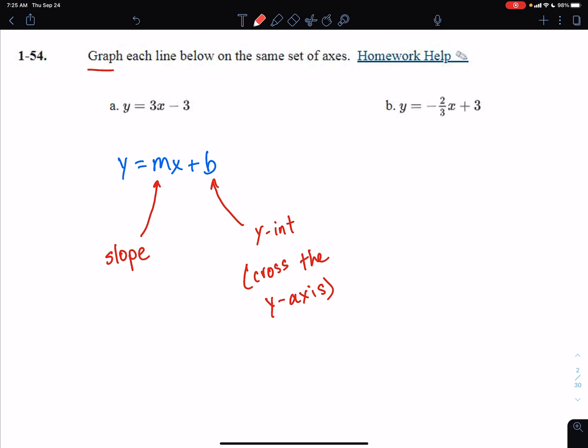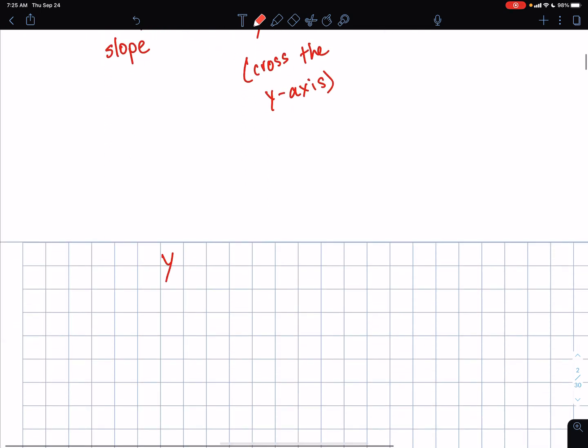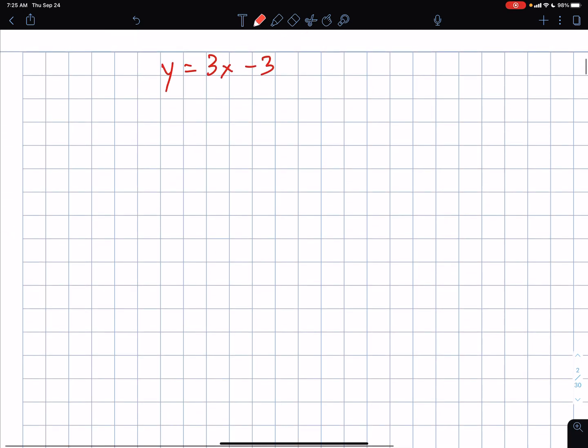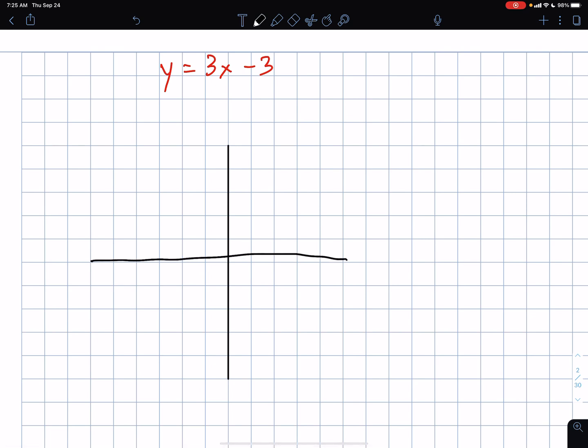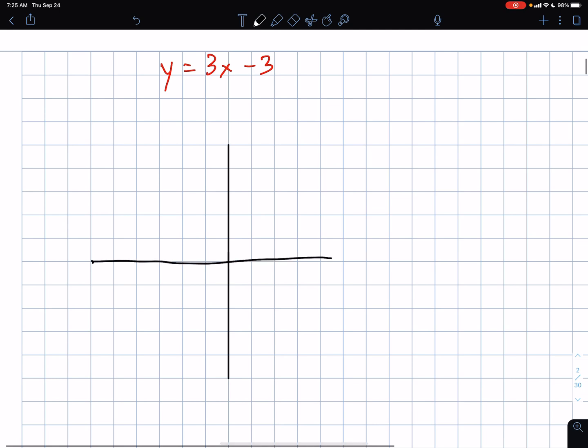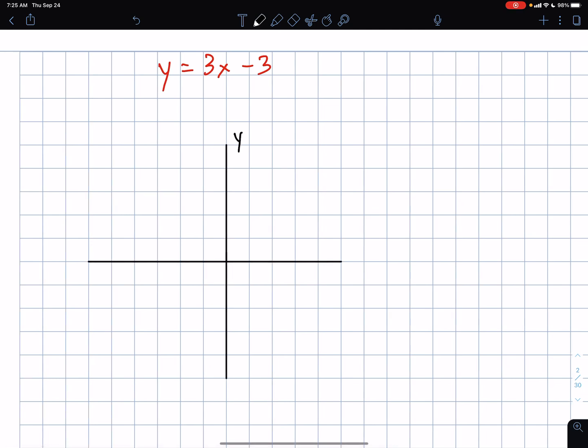And so I'm going to go lower. I've got graph paper down there. I will rewrite problem A on it. So y equals 3x minus 3. And so one thing I'm going to do is I'm going to give myself a set of axes to work with. So there's a y-axis. The y-axis is the vertical one. And this one is our x-axis. And so again, up and down is y, right and left is x.